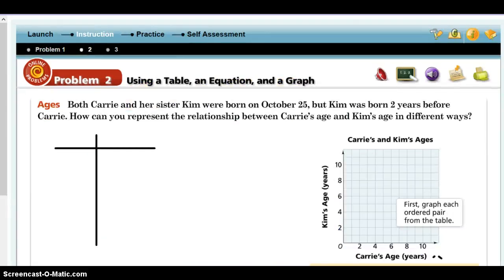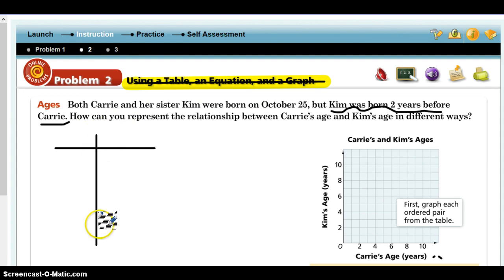Next one. Would you write down: using a table, an equation, and a graph? All right. Both Carrie and her sister Kim were born on October 25th, but Kim was born 2 years before Carrie. That's really important. 2 years before Carrie. So we've got to figure out which way are we going. I look over here. We're going to use a table, an equation, and a graph.